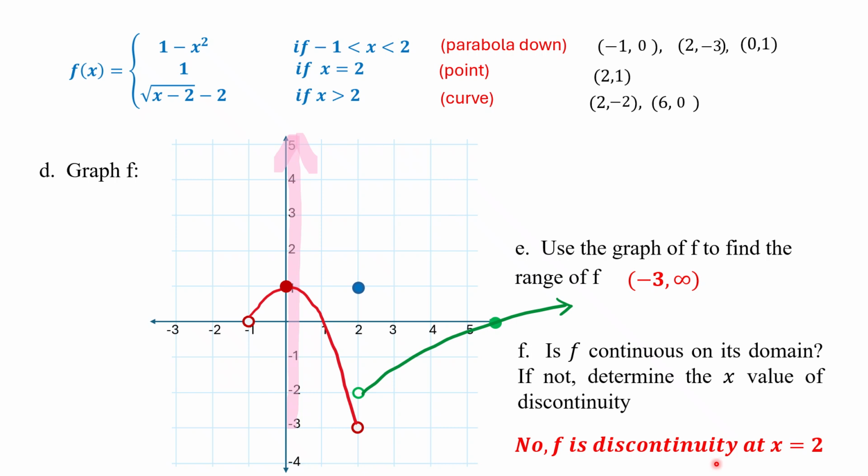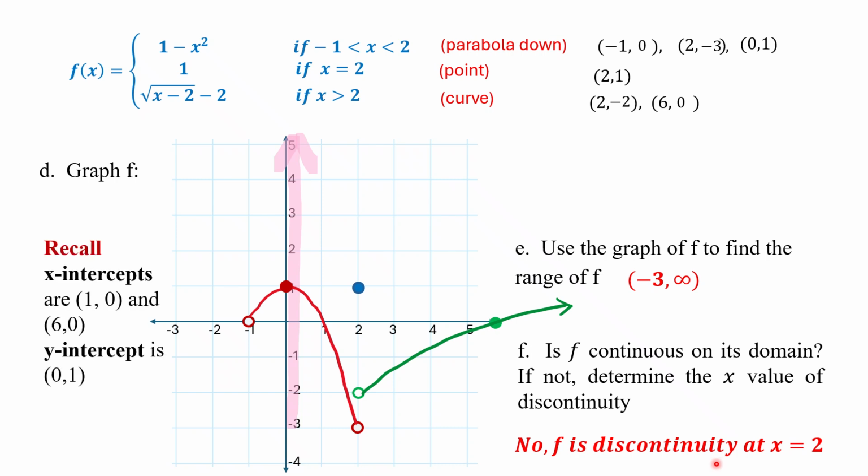Now, if we recall what we got on the previous slide, the x-intercepts are 1, 0, and 6, 0. So you can verify these values that you solved algebraically in the previous slide and verify that in the graph. So we can see here that 1, 0 is an x-intercept, which is correct, and 6, 0 is also an x-intercept. And then the y-intercept is 0, 1, which is here. So these x-intercepts and y-intercept are correct in your graph.